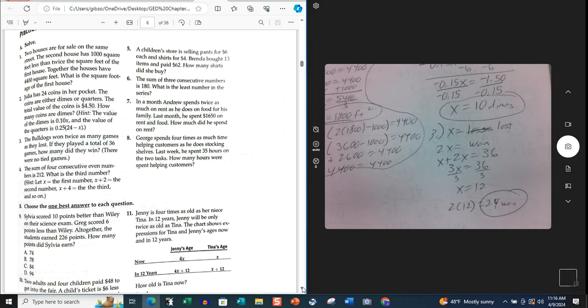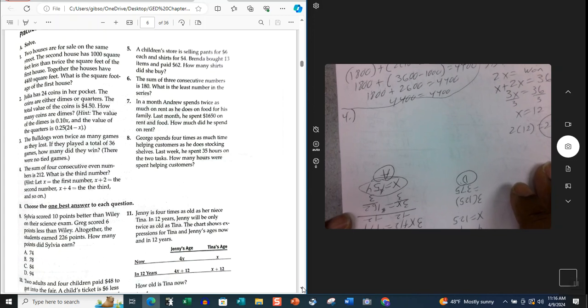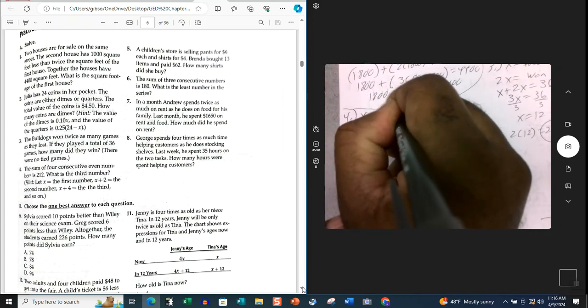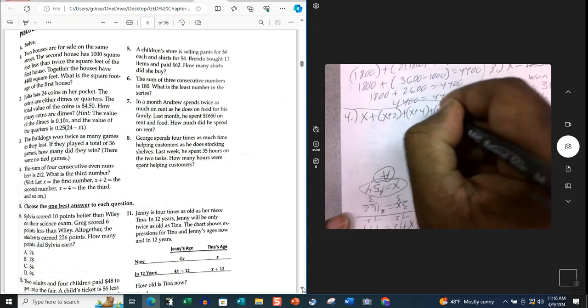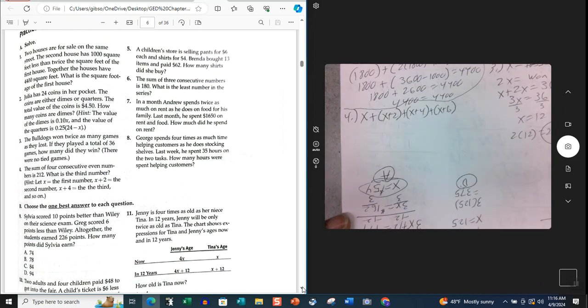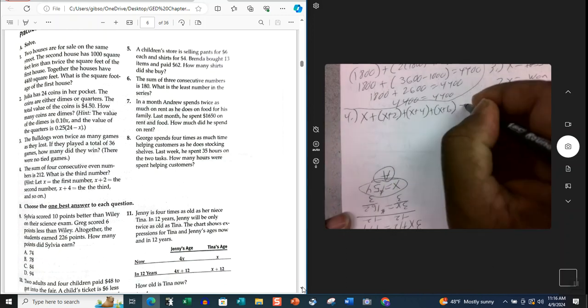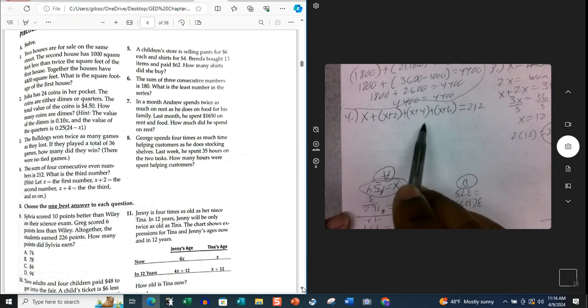Okay, so now they want to know what the third number is. So let's take a look here. So this is problem number 4. So x is the first number, plus x plus 2 is the second number, plus x plus 4 is the third number, and then x plus 6 must be the fourth number. Because remember, they said the sum of 4 consecutive even numbers. So we need 4 consecutive even numbers, and that's supposed to equal 212. And we're trying to find the third number.